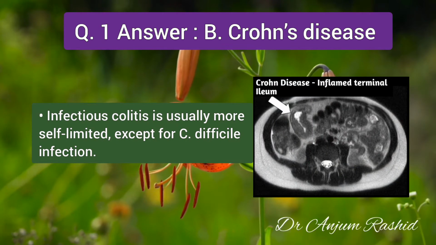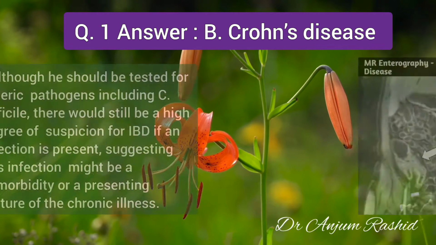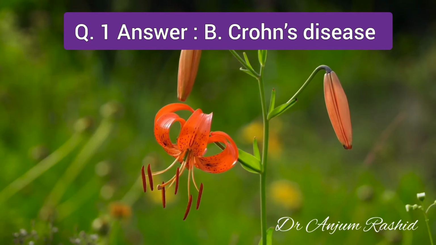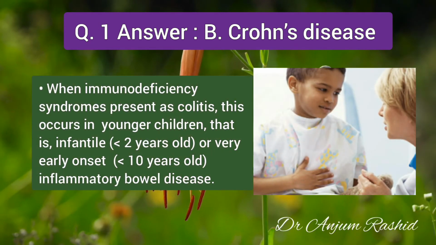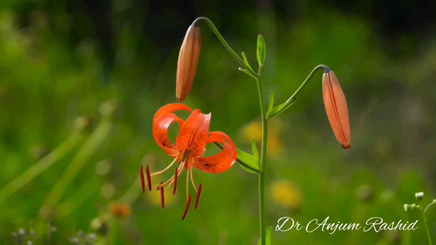Infectious colitis is usually more self-limited except for the Clostridium difficile infection. Although he should be tested for enteric pathogens, including Clostridium difficile, there would be a still high degree of suspicion for inflammatory bowel disease even if an infection is present, suggesting this infection might be a comorbidity or a presenting feature of the chronic illness. When immunodeficiency syndrome presents as colitis, this occurs in young children, that is infantile, less than 2-year-old, or very early onset, that is less than 10-year-old inflammatory bowel disease.